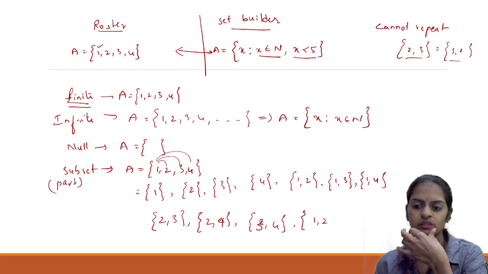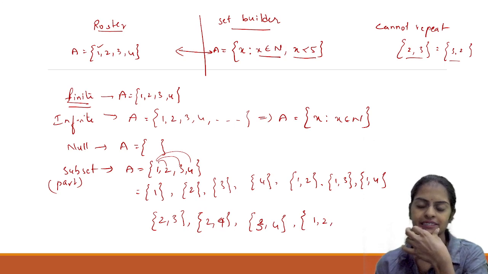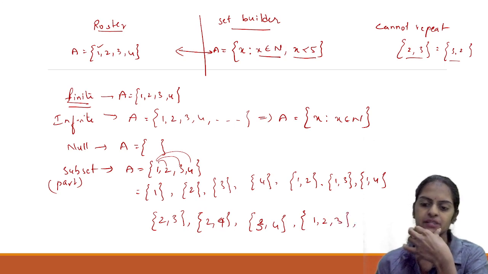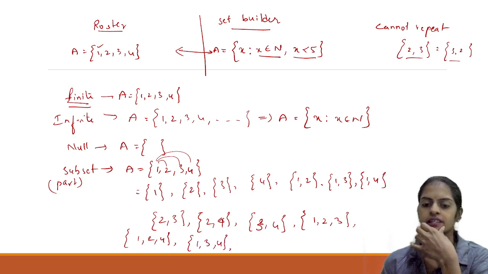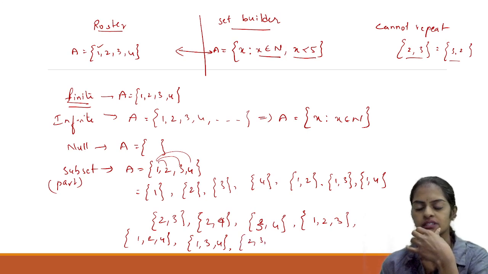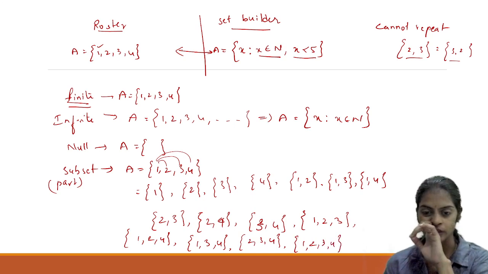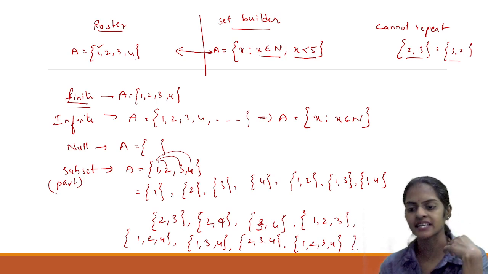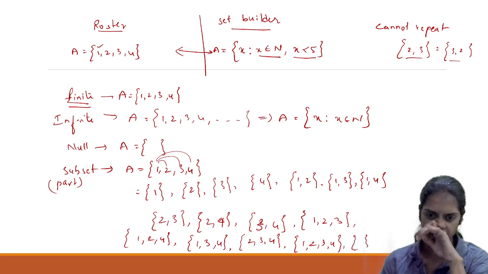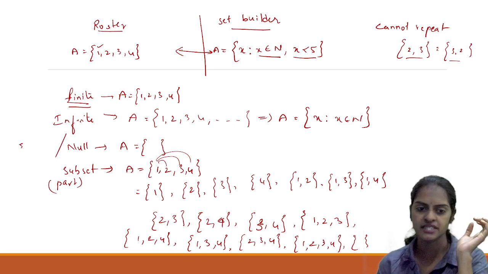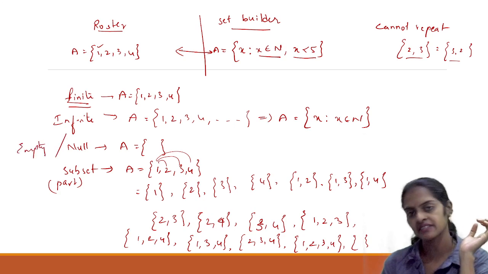And then the total set 1, 2, 3, 3 elements I'm taking. Then 1, 2, 4. Then let us take 1, 3, 4. Okay, then you can take 2, 3, 4. Then you can take the full set 1, 2, 3, 4. Every set is a subset of itself. Okay, so the same set you can take, and null set is a subset of every set. Empty set, this is called null set or empty set. This is a subset of every set.